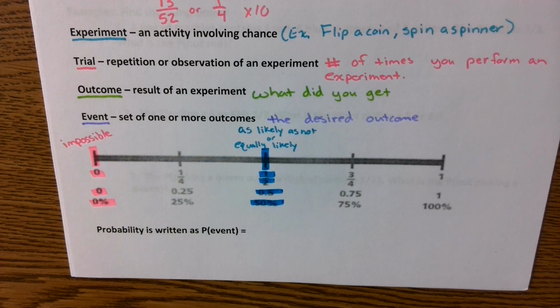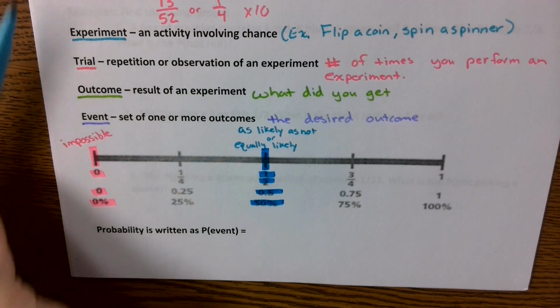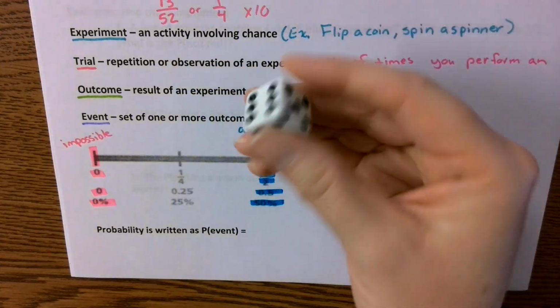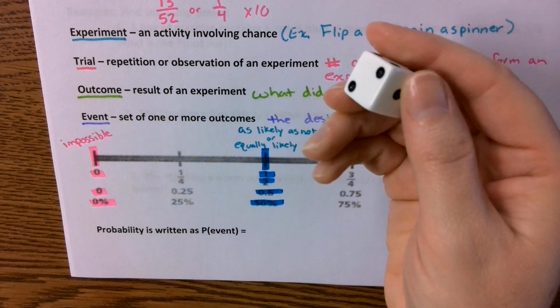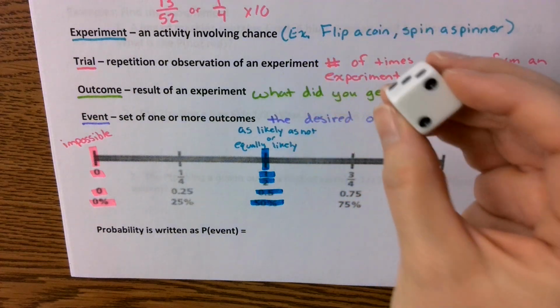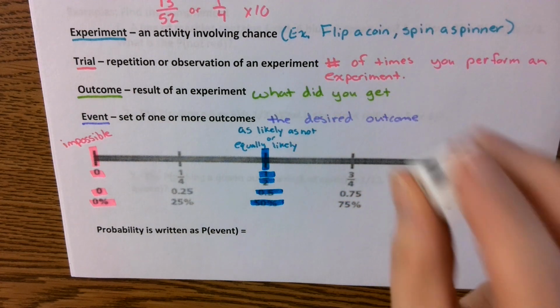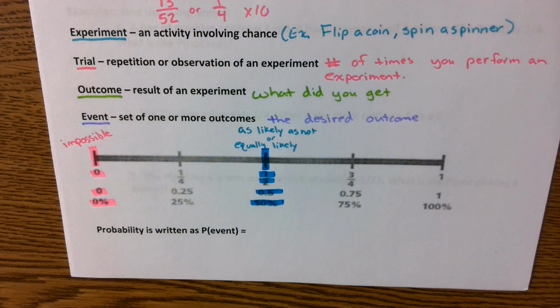So a coin is an equally likely experiment. Half the time it can land on heads, half the time it can land on tails. If I have a die, landing on an even number on this die is an equally likely event, because half of the numbers are even and half the numbers are odd. So there are equally likely situations.